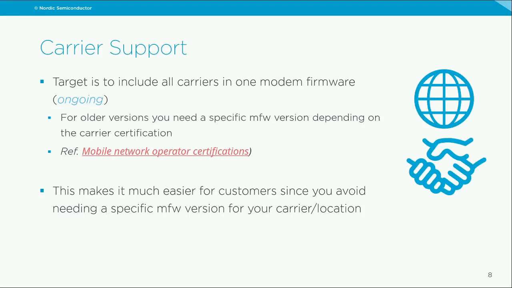So now over to the nice new features. First off, we are going to have a target that all carriers is under this one modem firmware. So before you knew you needed a specific modem firmware version depending on which carrier you're going to certify against. With this new one, you only have the one modem firmware to actually care about. So this is what we target with version 1.3.0. So this makes it much easier for customers to just select the correct modem firmware version.